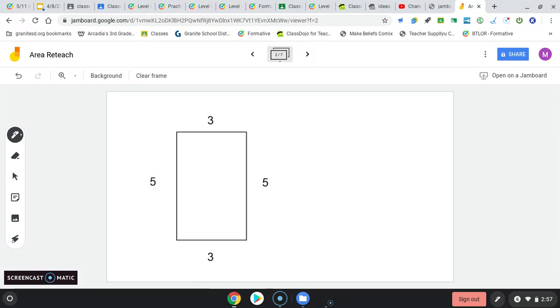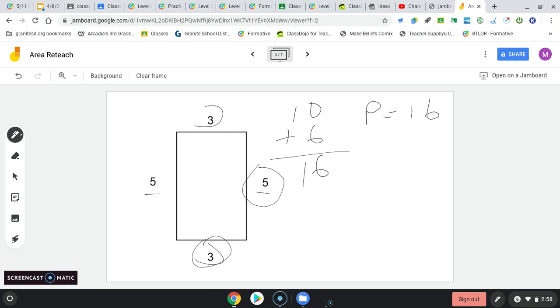Okay, perimeter, remember that you add up all the sides to find the distance around. Okay, so 5 and 5 would be 10. 3 and 3 would be 6. So the perimeter of the shape would be 16. Okay, area, you're going to multiply a width times a height. Doesn't matter which two, as long as you get a width and a height. So 3 times 5 would equal 15. So there would be 15 squares inside that shape.